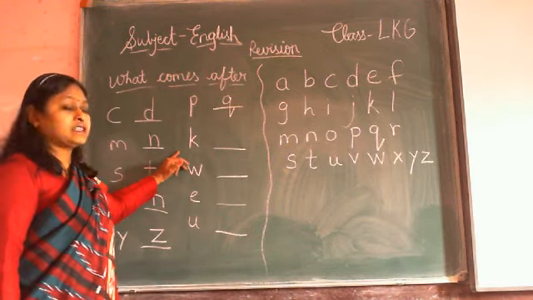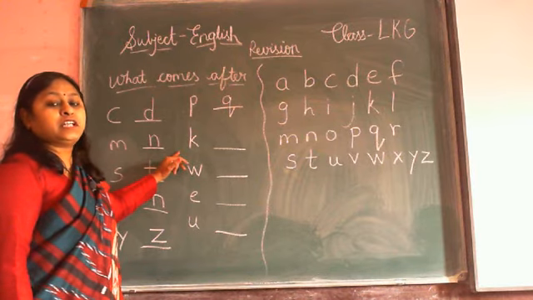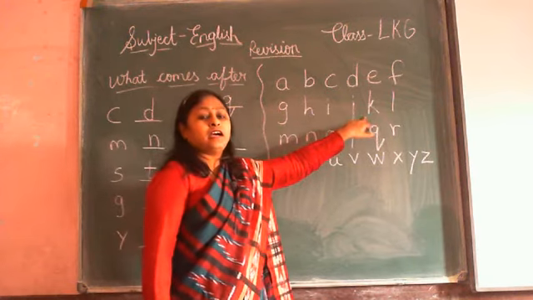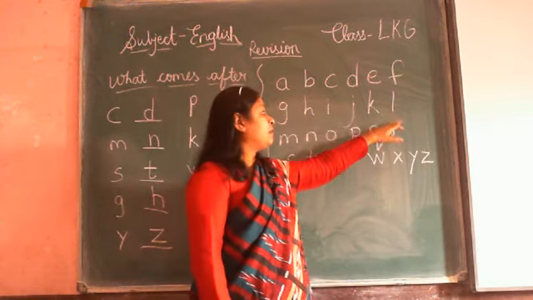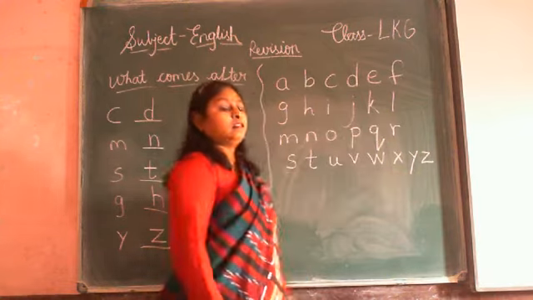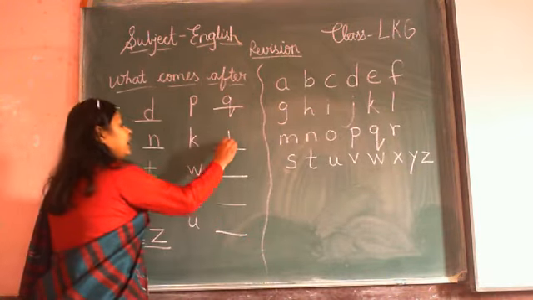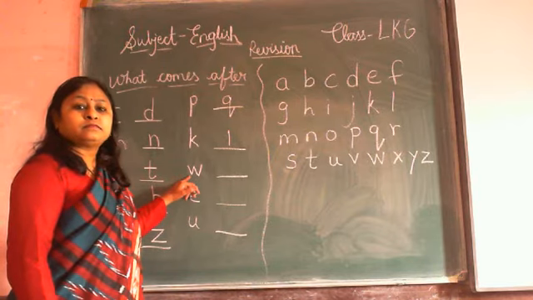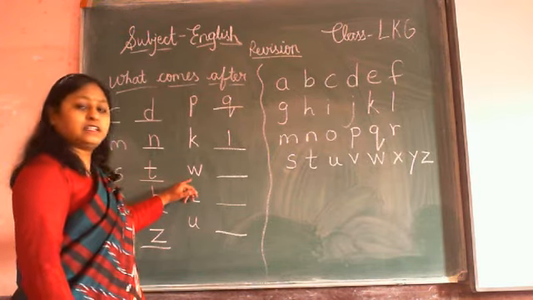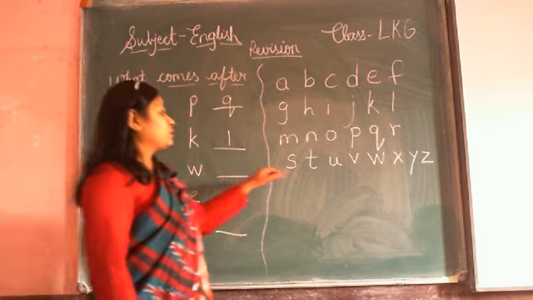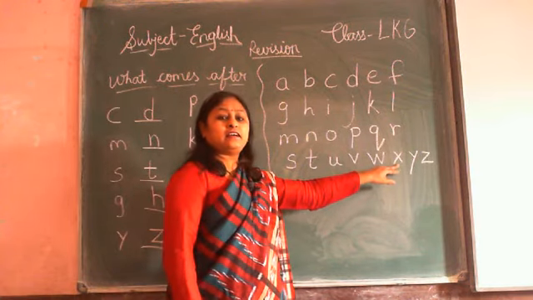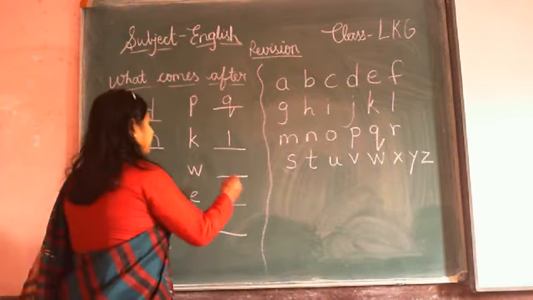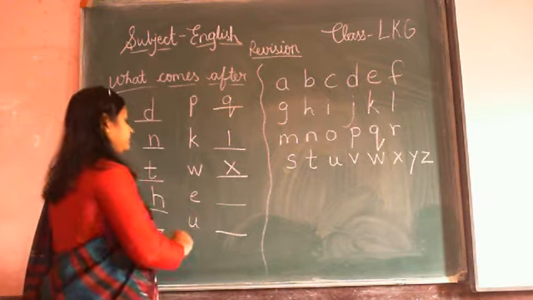Now look at next letter K. Which letter is this? K. So where is K? Here. After K, which letter will come? L. We will write here letter L. Tell me which letter is this? W. So after W, which letter is here? X. We will write here X.